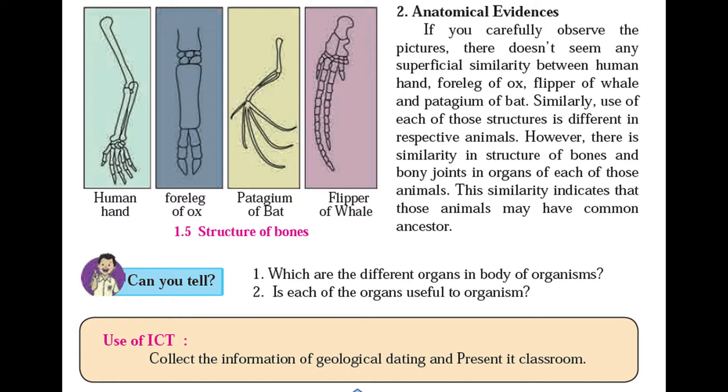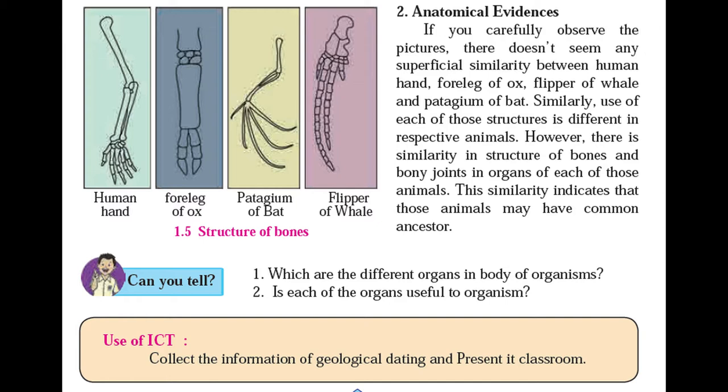If we observe the neighboring pictures, there doesn't seem any superficial similarity between the hand of a man and the foreleg of an ox, flipper of a whale, and patagium of a bat. Have a look at them. Similarly, the use of each of these structures is different in all these animals. However, there is similarity in the structure of bones and joints in organs of each of these animals. If you look carefully, the number of bones and the joints and their relation to each other is similar. This similarity indicates that these animals may have common ancestors.